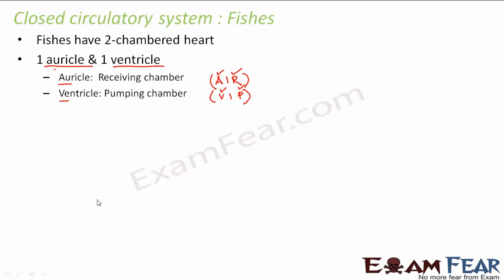That means, which is the respiratory organ in fishes? They do not have lungs, right? They have organs called gills. We have already spoken about gills in one of the previous slides. So what will happen here?